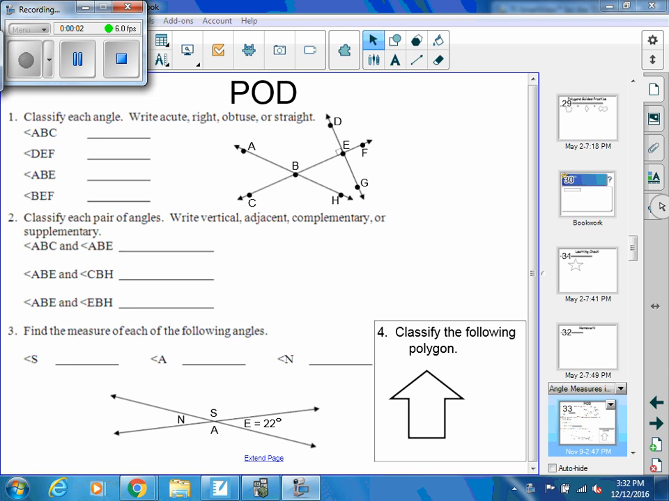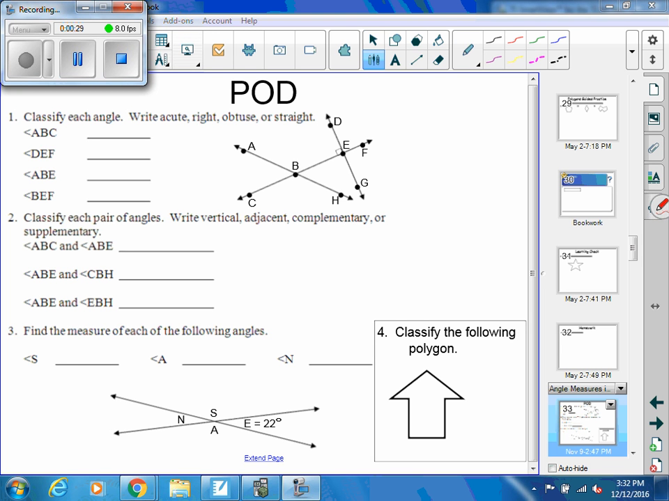To start today's lesson, we're going to take a look at the problem of the day here. So I would encourage you to pause the video right now, try these on your own, see how you do, and then start the video again when you are ready to check them. So go ahead and pause the video right now. Alright, let's check the problem of the day.